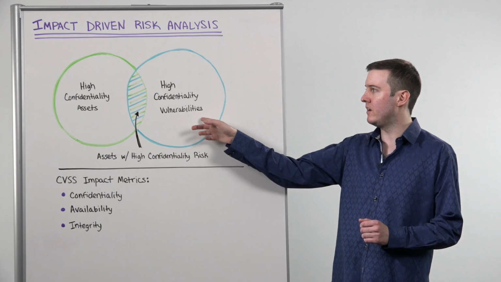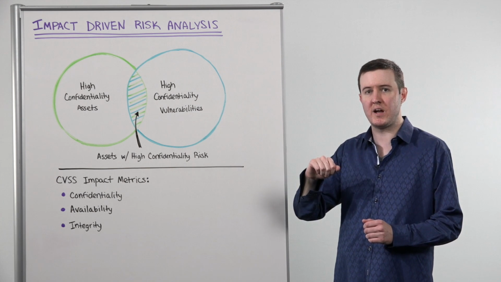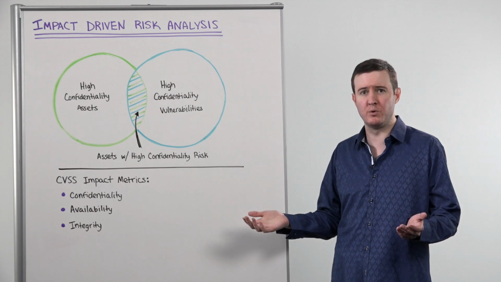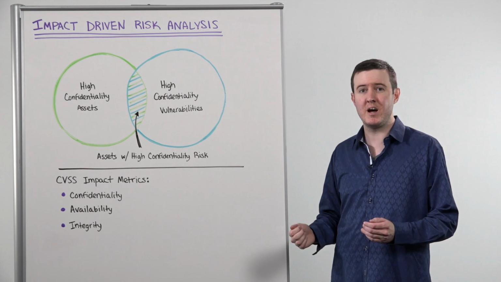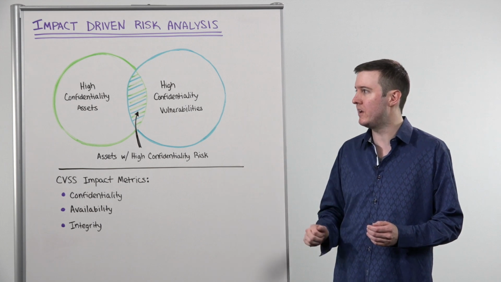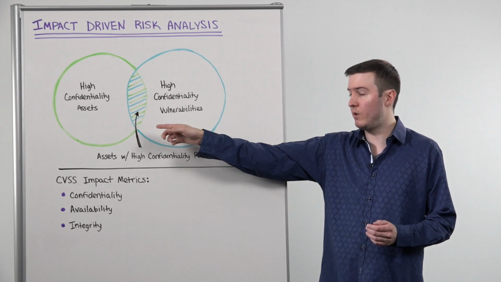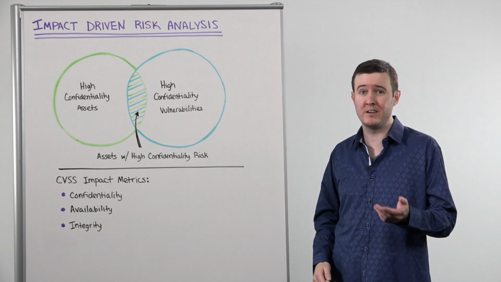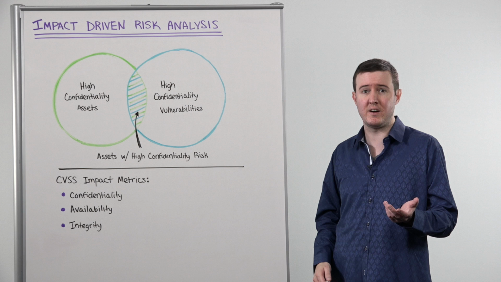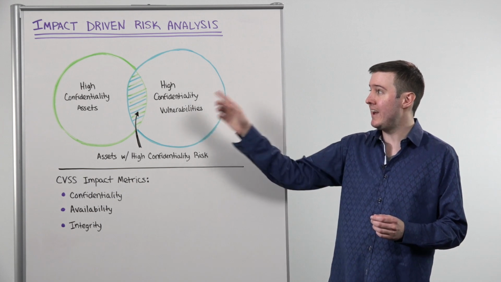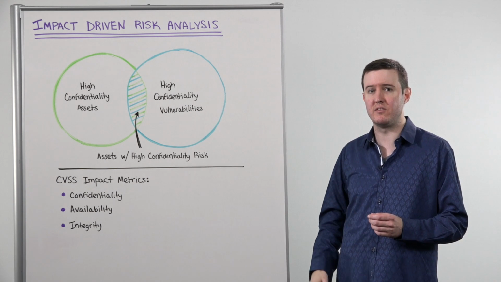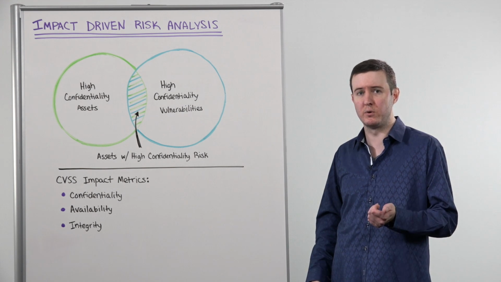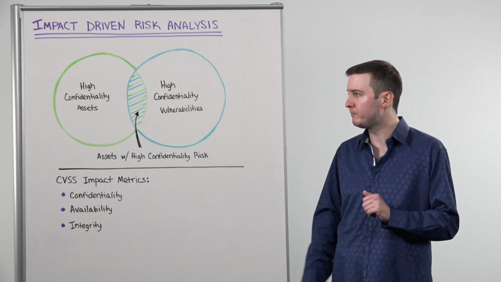So if you have a vulnerability with a high confidentiality risk, and that's on an asset with no sensitive data whatsoever, maybe that's not a top priority for you to focus on in remediation. However, if you do have an asset that stores confidential data, such as financial data, HR data, personal identifying information, then if that asset is discovered to have a high confidentiality finding, that would be a very significant item that you would want to focus on and remediate as soon as possible.